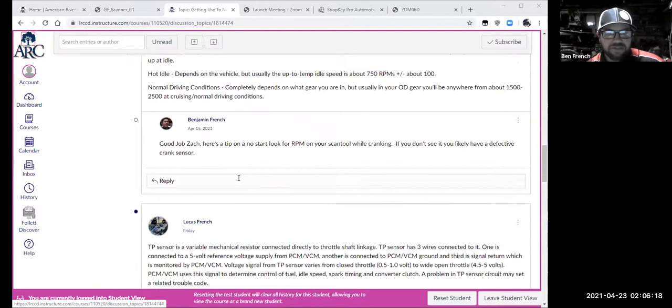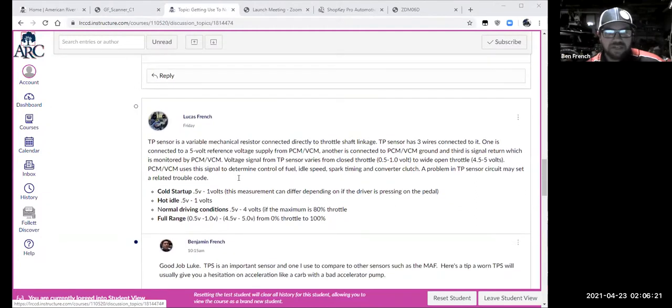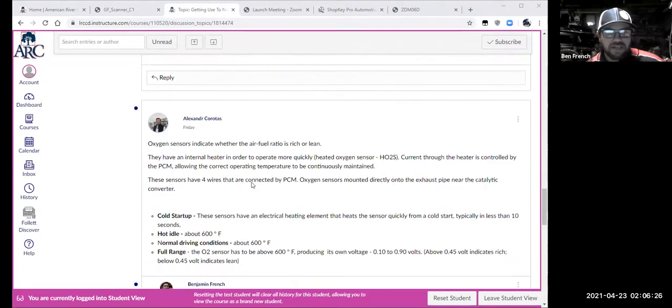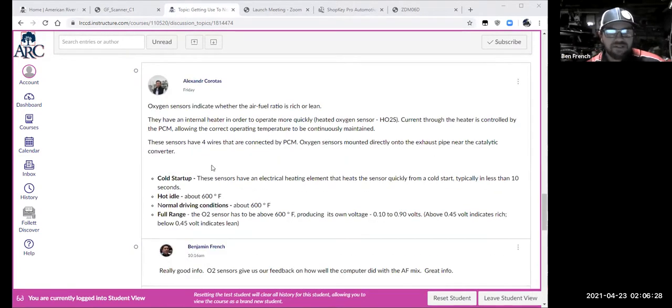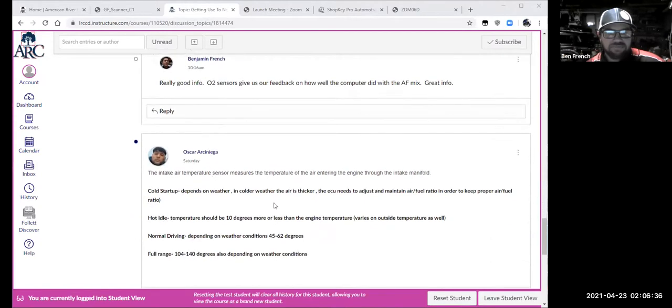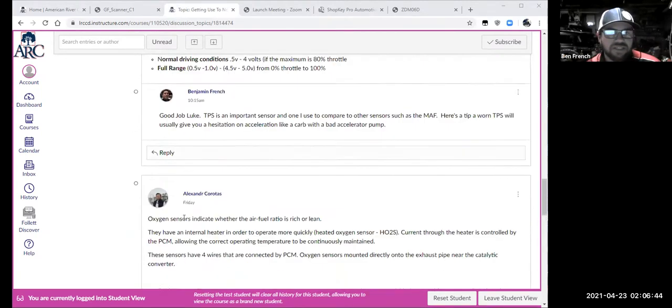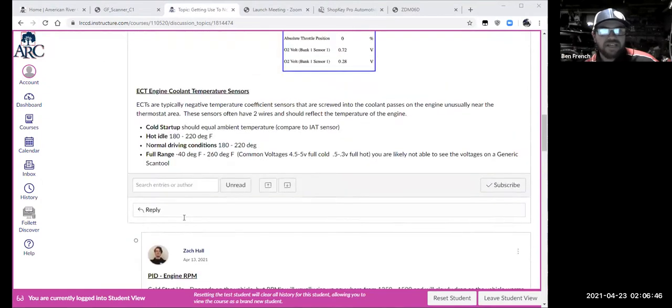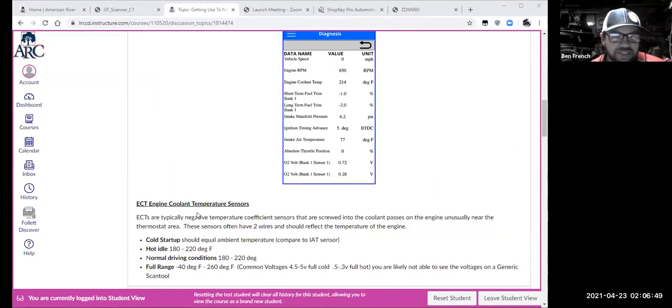Zach talked about engine RPM. Luke here talked about the throttle position sensor, TPS. Alexander talked about oxygen sensors, which is another thing we're going to talk about tonight. And Oscar here went into the intake air temperature sensor, which will work essentially identical to coolant temp. It's just measuring the temperature of the intake air and not the temperature of the coolant. But those two will be used together for error correction.